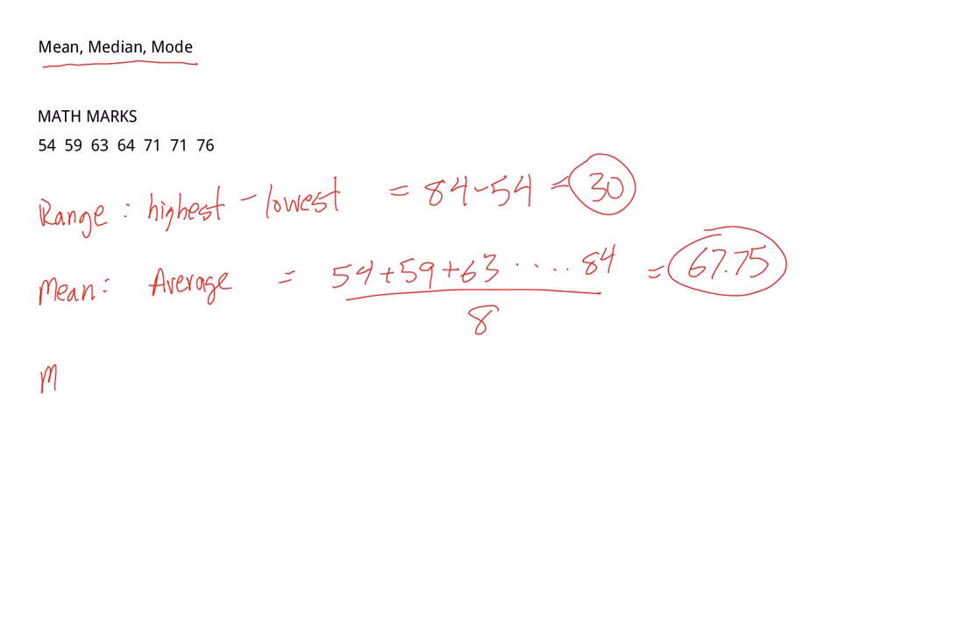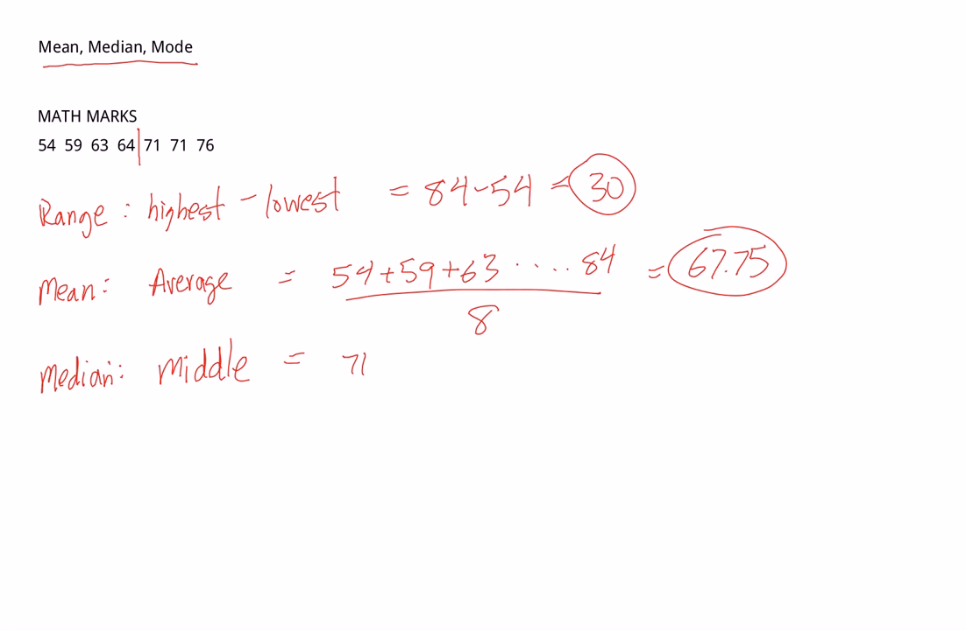Okay, the next one is median, and the median is the middle number. As long as our data is arranged from lowest to highest, which it is, we would figure out which one is right in the middle. And in this case, because we have 8 of them, there is no middle number. So it's going to be halfway in between 71 and 64.